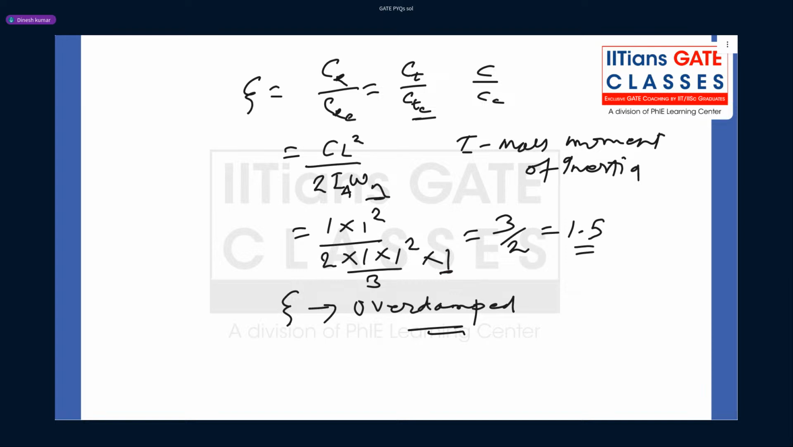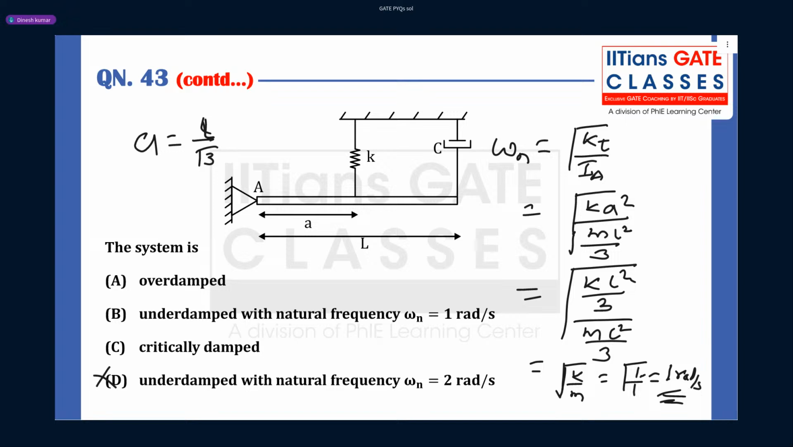We have to substitute here in the critical damping coefficient part, right? So what is the answer? What is the correct answer for this question? It's not critically damped, it's not underdamped. So what is it? It is overdamped. So what is the answer? What is it?